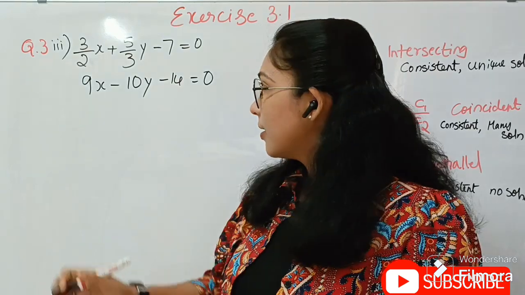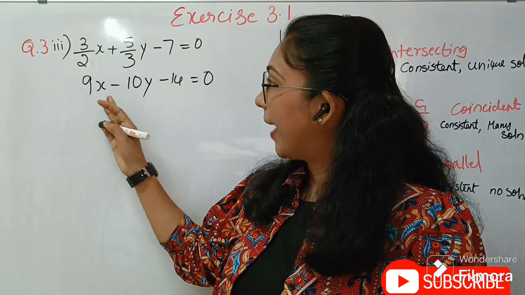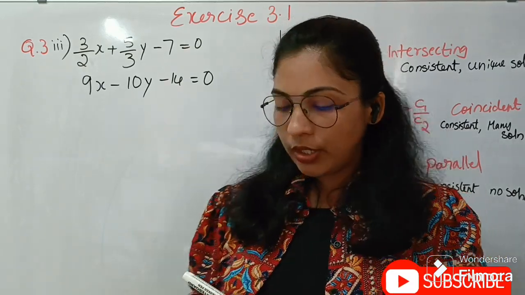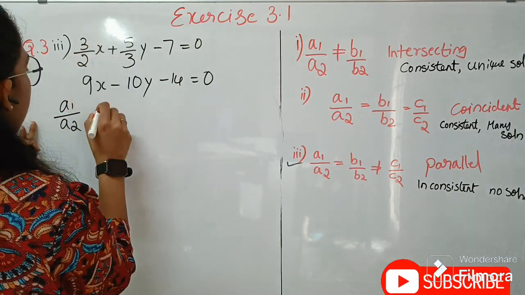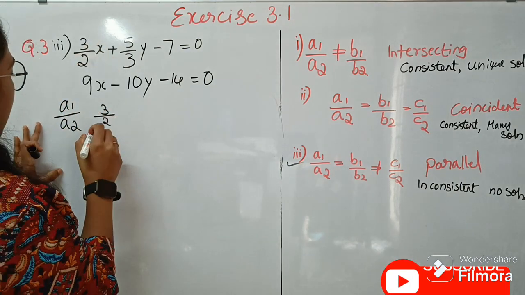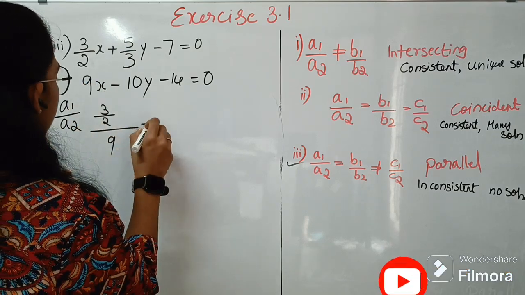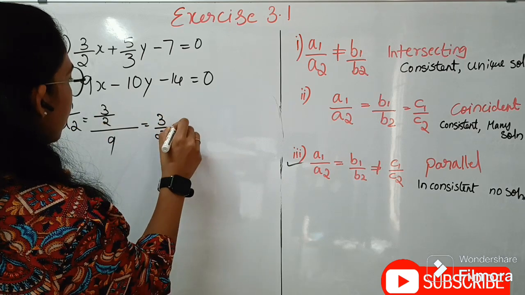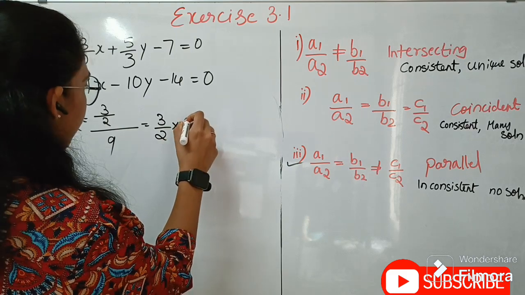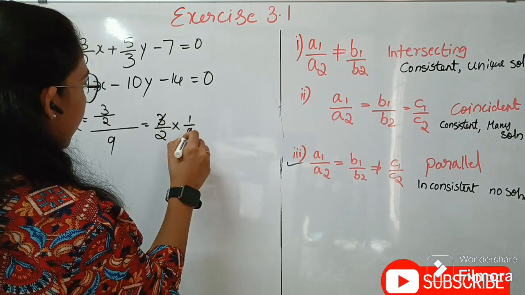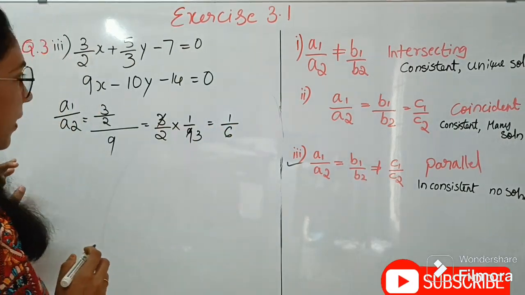So our third question is (3/2)x + (5/3)y − 7 = 0 and 9x − 10y − 14 = 0. So what is a1/a2? Since a1 is 3/2, we can write it as (3/2) divided by a2, which is 9. So 3/2 into the reciprocal of 9, which is 1/9. On cancellation we get 1/6. So a1/a2 is equal to 1/6.